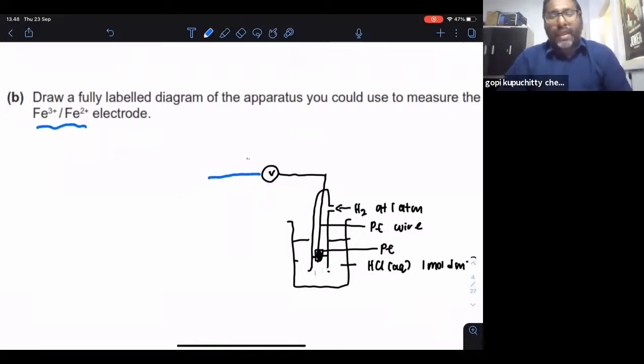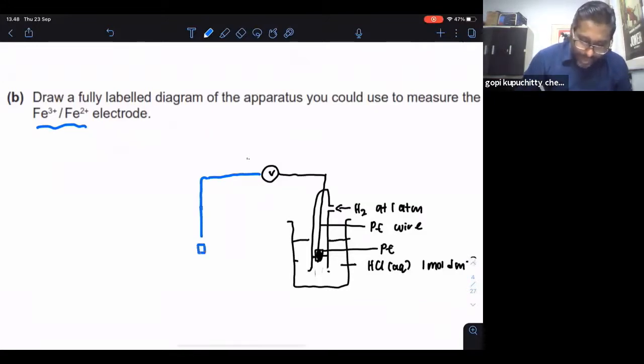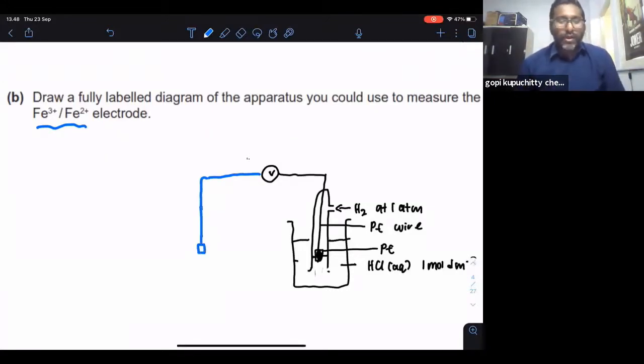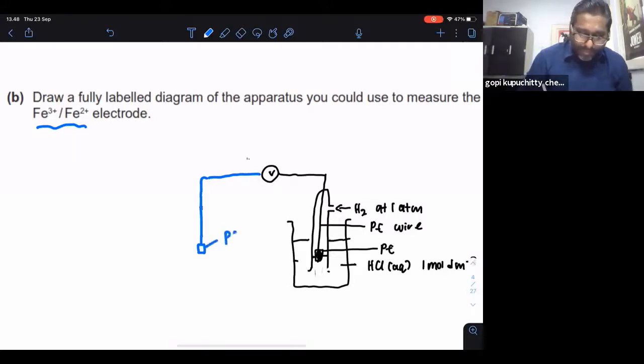But remember, Fe3 plus and Fe2 plus, this is going to be what kind of cell? Because I taught you about 3 different half cells: metal, metal ion; non-metal and non-metal ion; and ion, ion. I hope you remember the previous lecture. So do remember, this one is going to be for ion, ion. Students will go and draw electrode of Fe. Wrong. For ion, ion, the electrode that you're supposed to draw is going to be platinum.